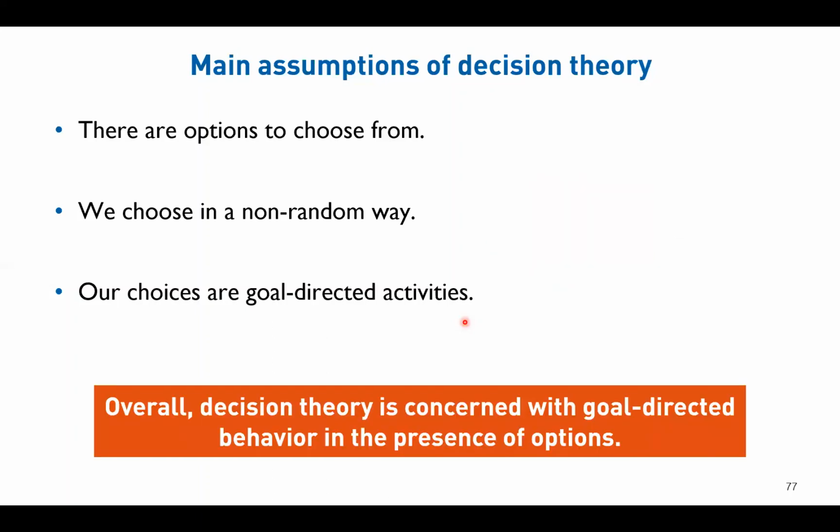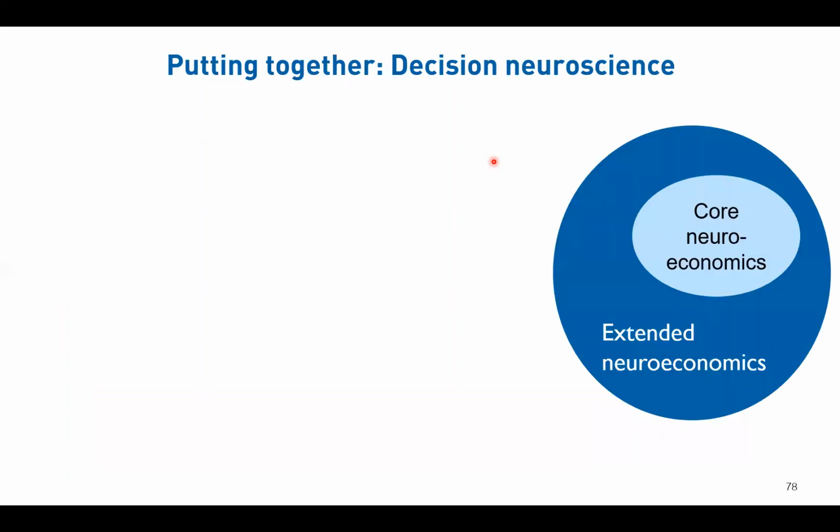If you combine the three properties together: first, there are options to choose from. Second, we choose in a non-random way. Third, our choices are goal-directed activities. If we combine all the three together, we could say overall decision theory is concerned with goal-directed behavior in the presence of options, okay? So putting everything together, we talk about neuroscience, the science to study the brain, and we talk about decision making to study goal-directed behavior with multiple choice alternatives.